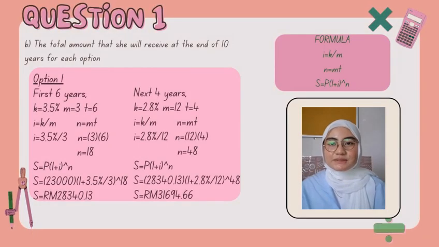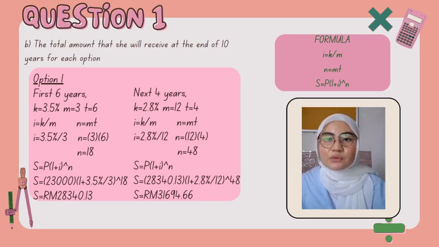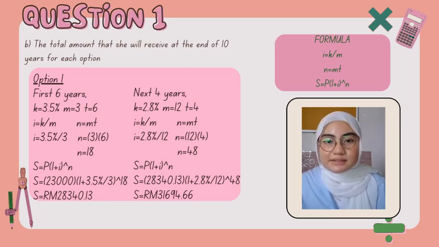For question B, the total amount that she will receive at the end of 10 years for each option. For option 1, for the first 6 years, I equal to r per m. So I equal to 3.5% per 3. Next we have to find N. N equal to mt. So N equal to 3 times 6, and the answer is N equal to 18.